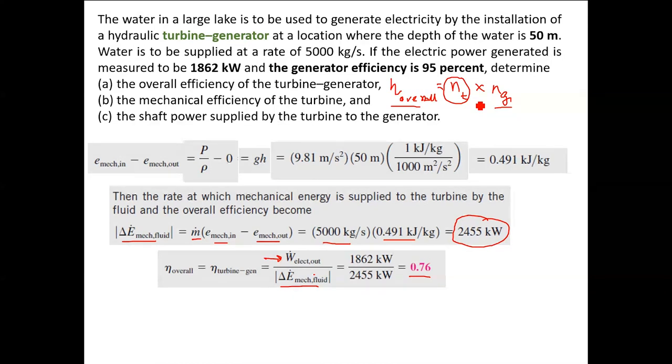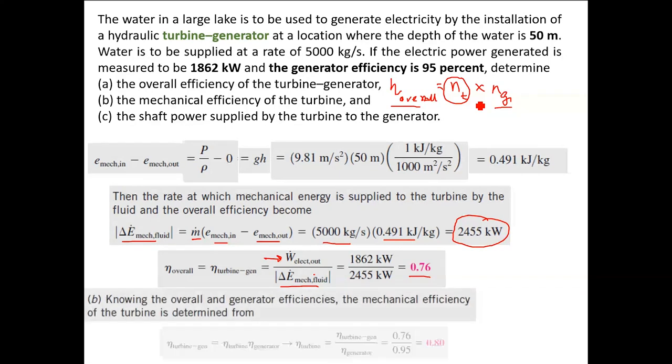Yes, sir, clear. All right, so the efficiency of the turbine would be essentially the overall efficiency divided by the efficiency of the generator. This would give you the efficiency of the turbine.